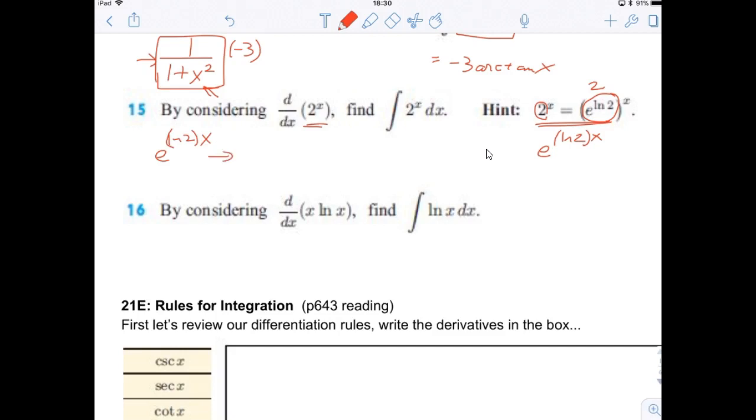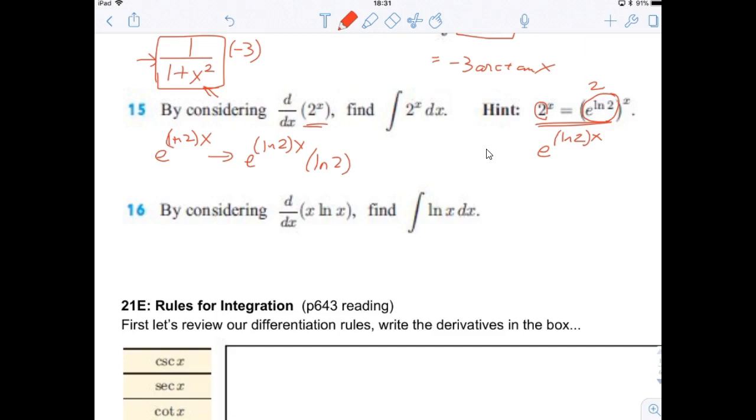If we take the derivative of this, then we're going to end up with e to the natural log of 2 to the x, because the derivative of an exponential function is the same exponential function. But then you need to do chain rule. So you do the chain rule on the exponent, which is natural log of 2 times x. Remember that the coefficient natural log of 2 is what's going to remain after you do the chain rule on the exponent. So you end up with that.